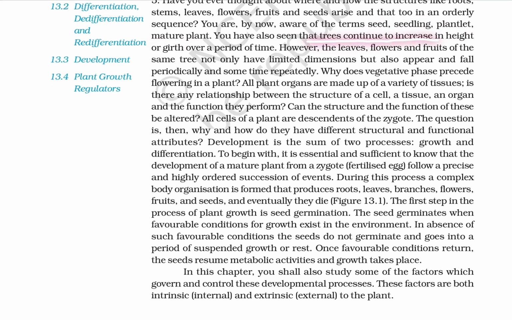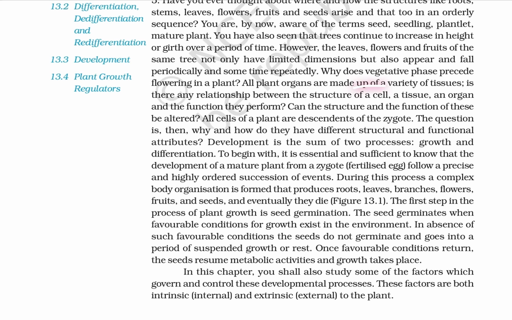You have seen that trees continue to increase in height and girth over a period of time. However, the leaves, flowers and fruits of the same tree not only have limited dimensions but also appear and fall periodically, sometimes repeatedly. Why does a vegetative phase precede flowering in plants?